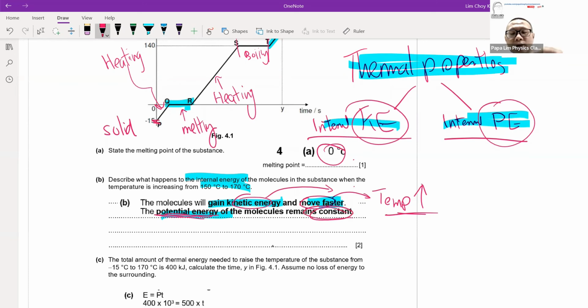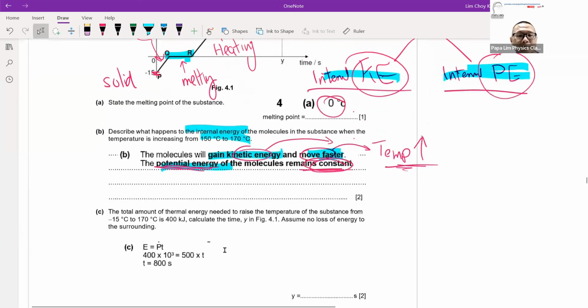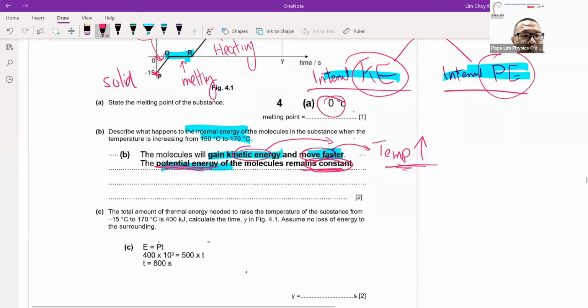Because of the conservation of energy, internal energy consists of two sections: one is kinetic energy, one is potential energy. So if kinetic energy is increasing, my potential energy will remain constant. Potential energy deals with changes in state. Then after that, a simple PT question. 15 to 100 minus 15 to 170 is 40 kilojoules. No, 400 kilojoules, not 40. 400 kilojoules, which is 4 with 5 zeros behind.